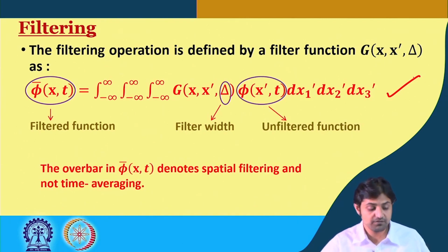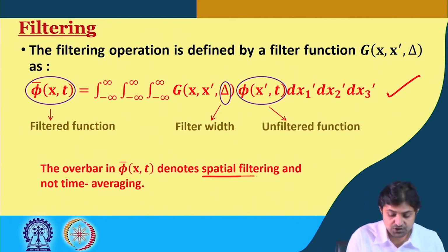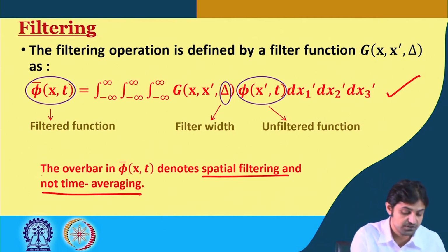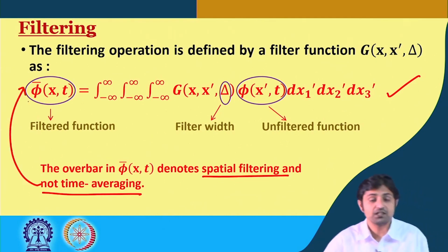The over bar in phi bar of x, t denotes spatial filtering and not time averaging. This is very important. Until now, when there was a bar, we used to average in time, but this one is spatial filtering. So average in space.